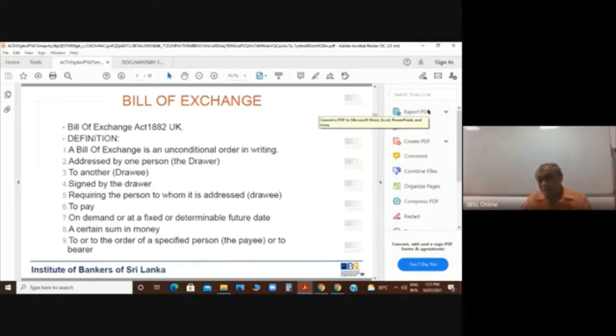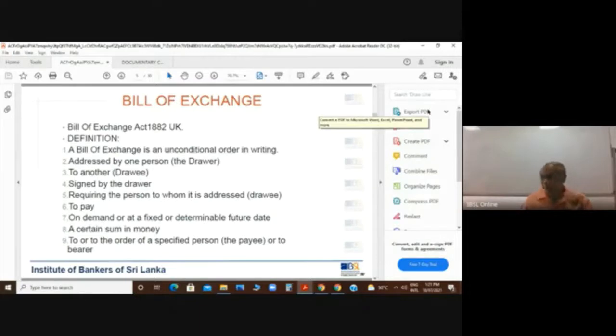Who is the drawer? Buyer or seller? Seller. The seller is the drawer, right? To another, the drawee. The drawee is the buyer. Signed by the drawer. When he is issuing the bill of exchange, he has to write and sign. It is like a check. Even normal checks come under the Bill of Exchange Act 1882 UK, right?